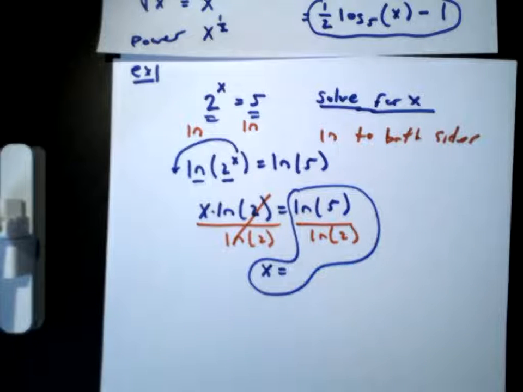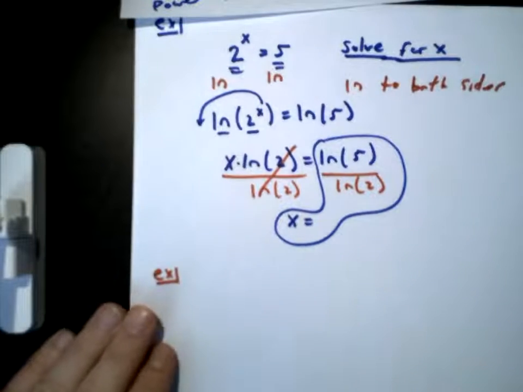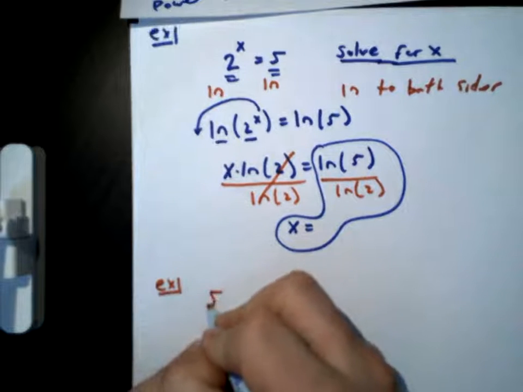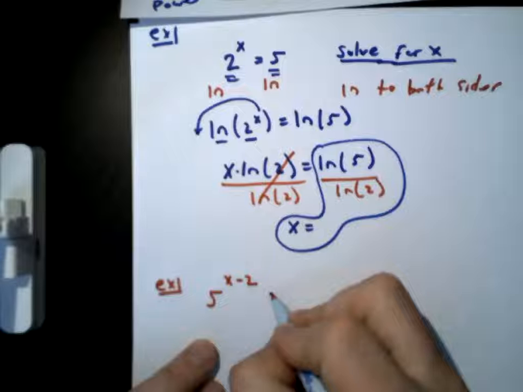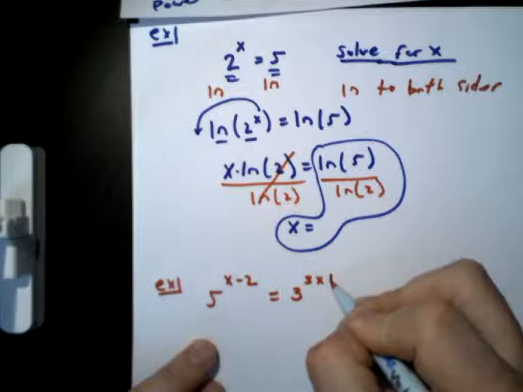Okay, this is the last problem. It's going to be kind of difficult here, but difficult's good. We need to be a little bit challenging. So here we go. 5 to the x minus 2 is equal to 3 to the x plus 2.